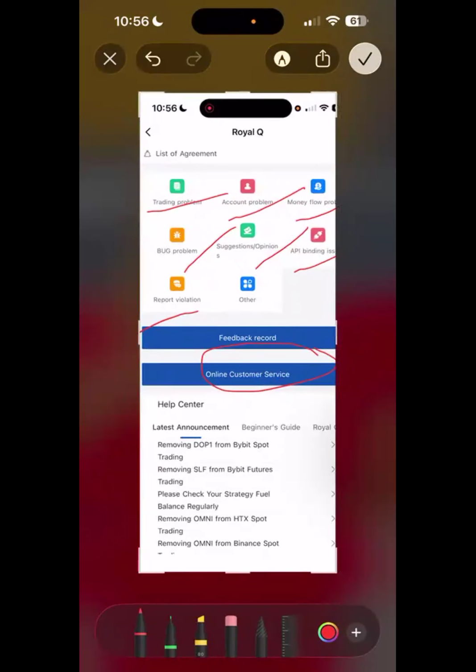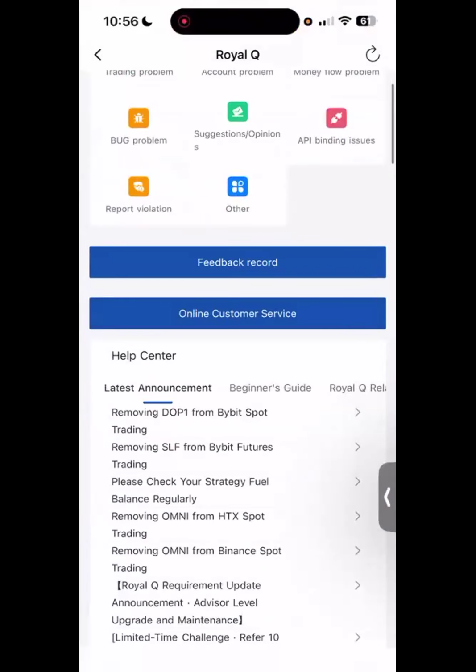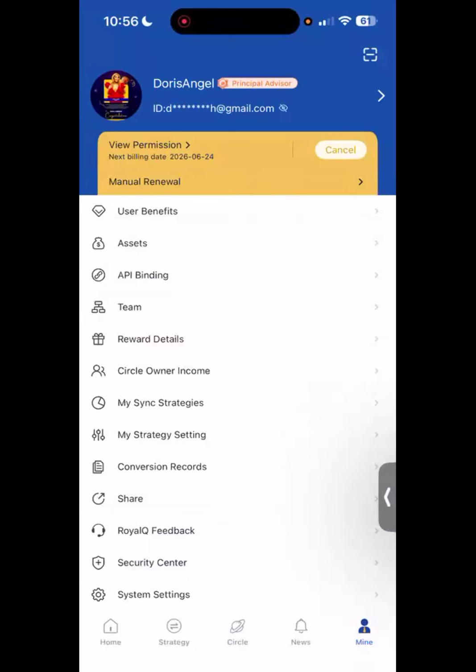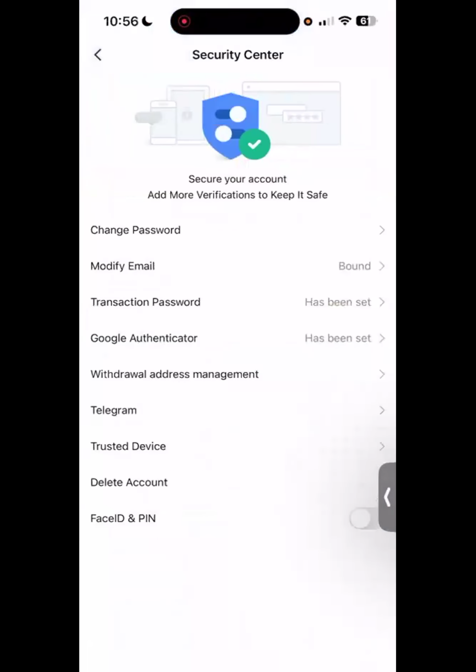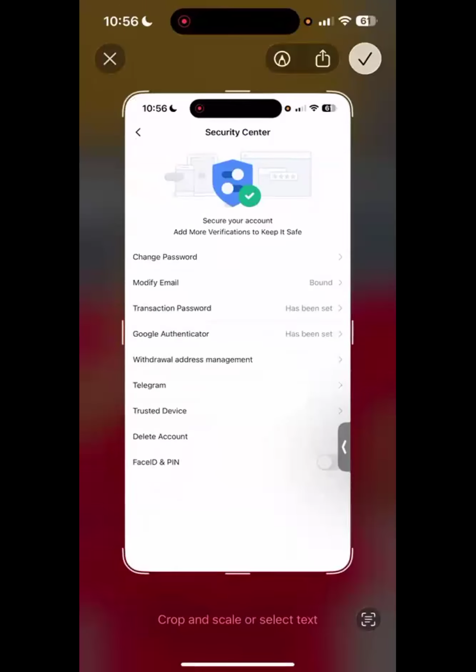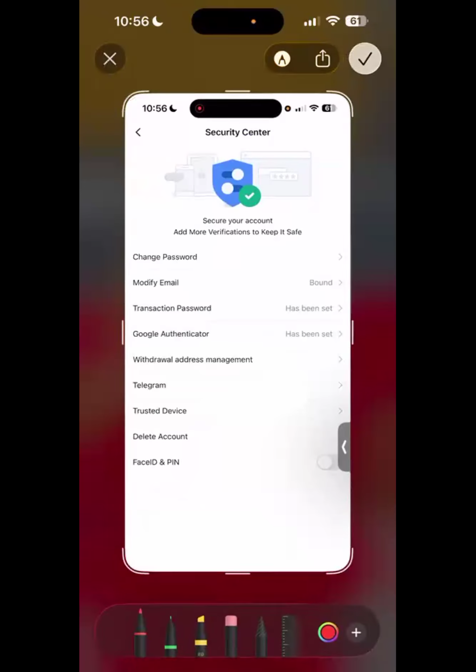Okay. So that is it for the RoyalQ feedback. Then let's go to the security. With the security center, this has to do with the safety of your account. So if you want to change your password, you can. If you want to change your email, you would need, I think, the questions and answers you selected when you were launching the app for the first time.